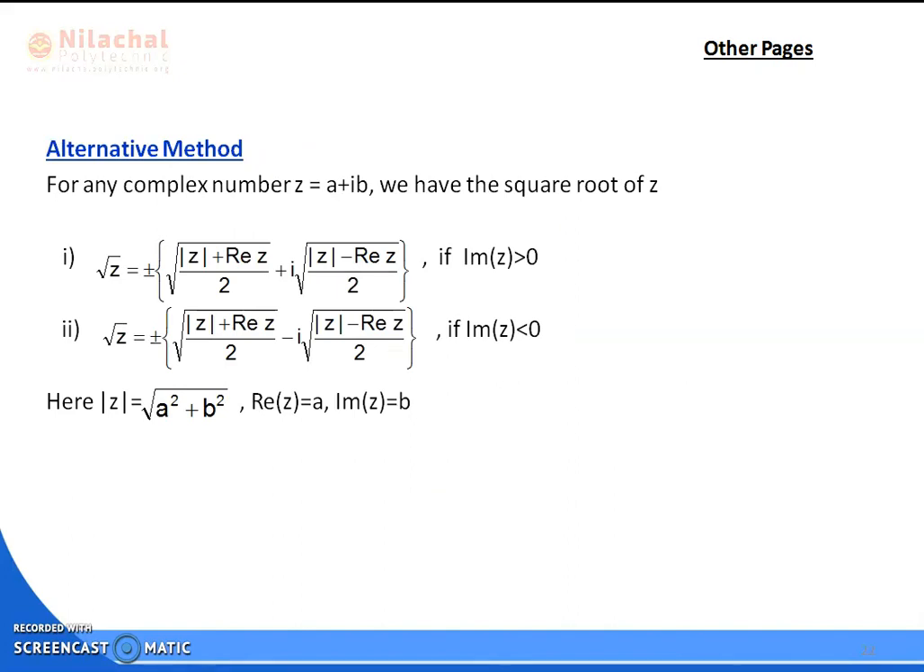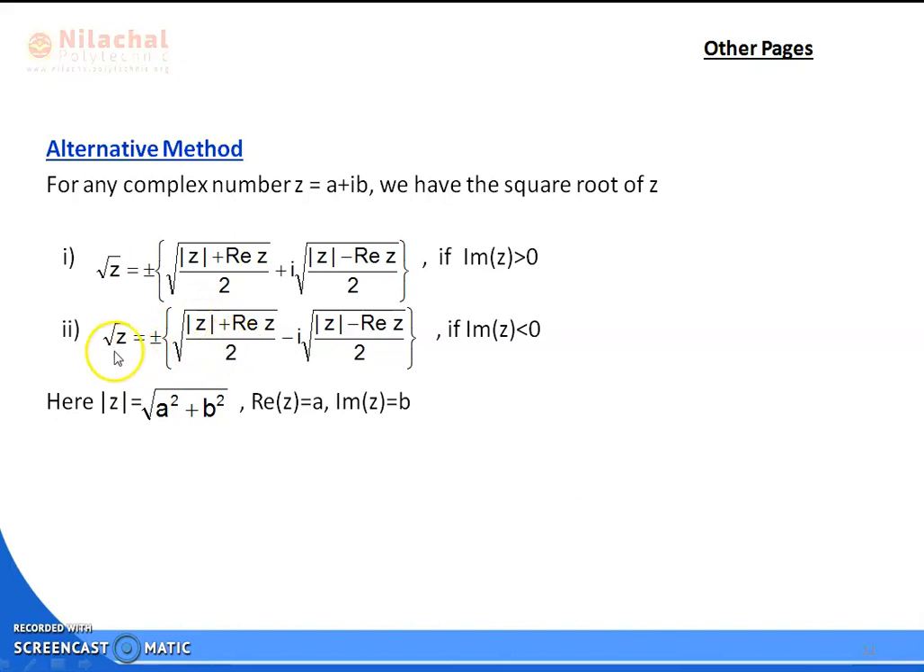There is also another method for short questions. If you have no time, you can find root z by using this formula. Suppose this is a complex number. Root z equals plus minus whole bracket under root mod z plus real z by 2, plus i into under root mod z minus real z whole divided by 2. This applies when imaginary z is positive, because z equals a plus ib, if b is positive, at that time you apply this formula.